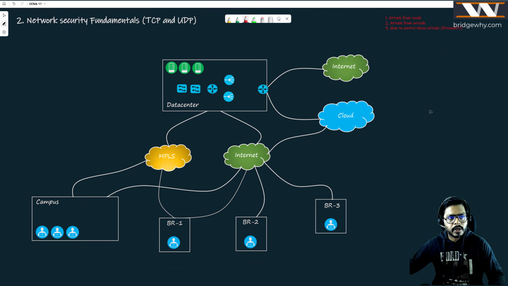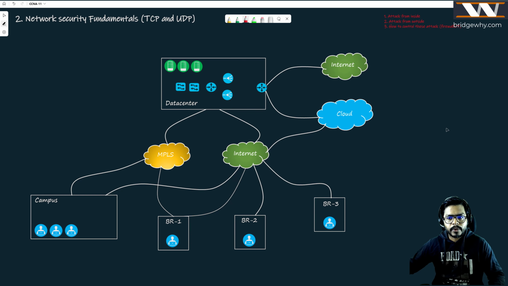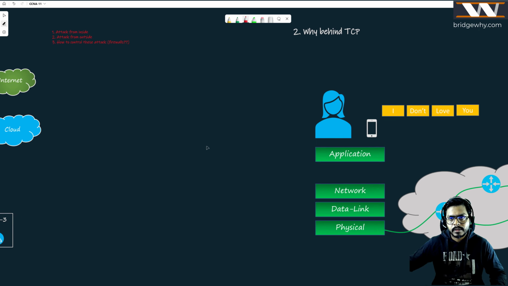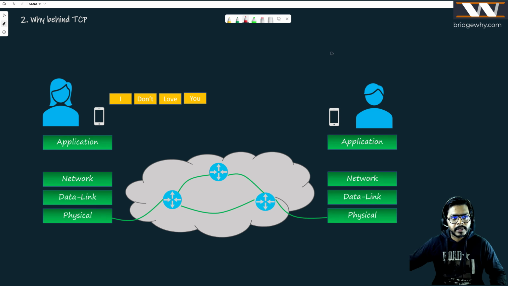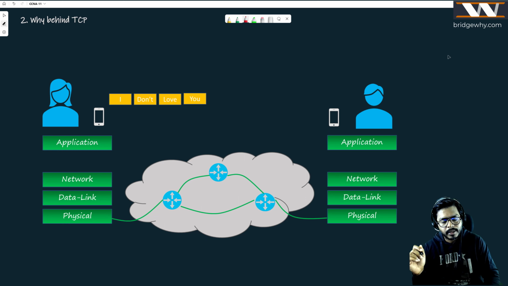So now let's talk about network security fundamentals. But yes, before that, we need to understand, if you want to understand TCP, we need to understand the why behind TCP, and what is going to happen if the transmission control protocol is not there. Sorry for the mistake.